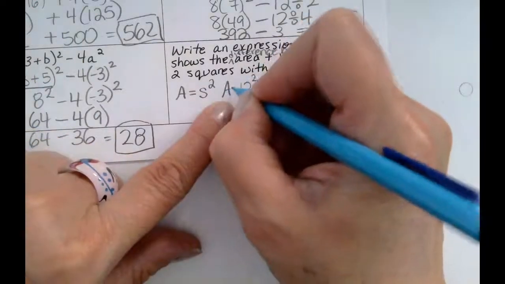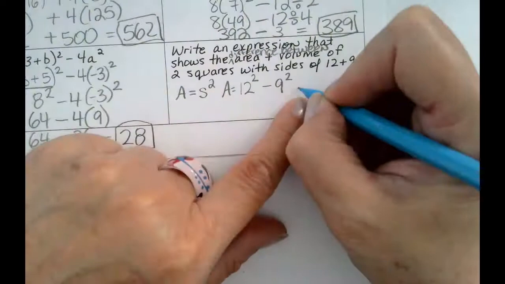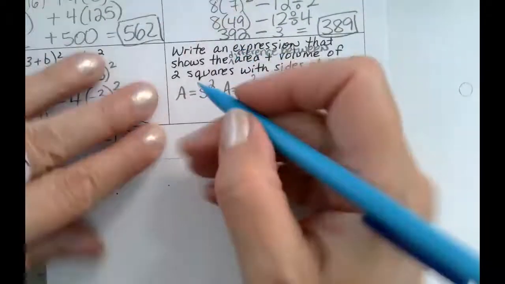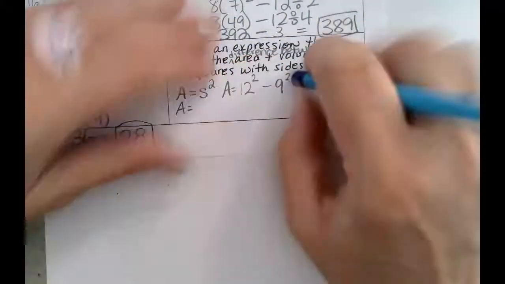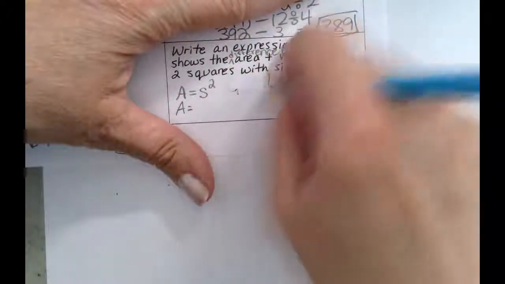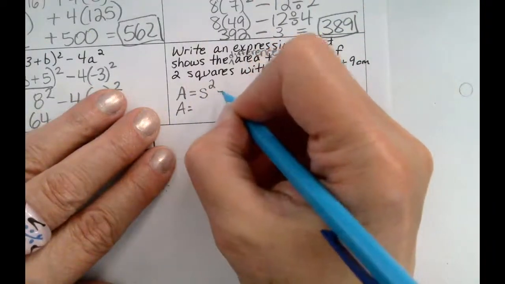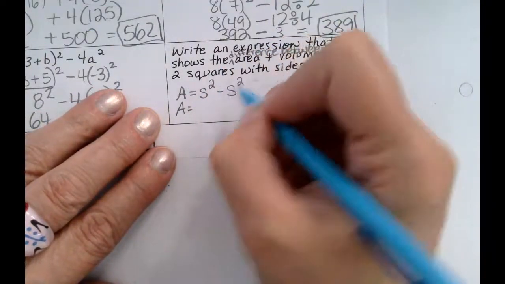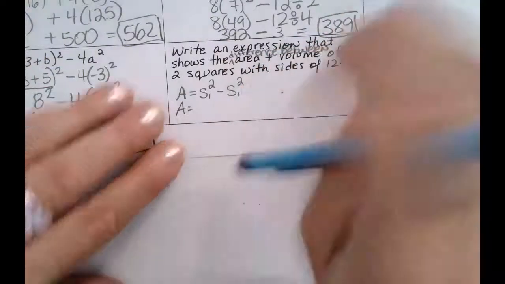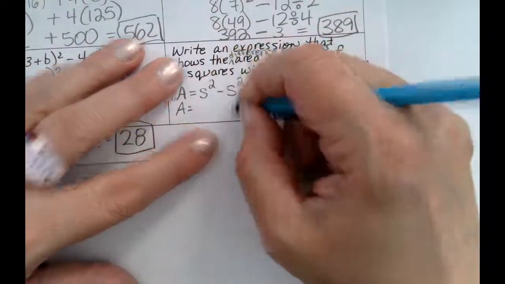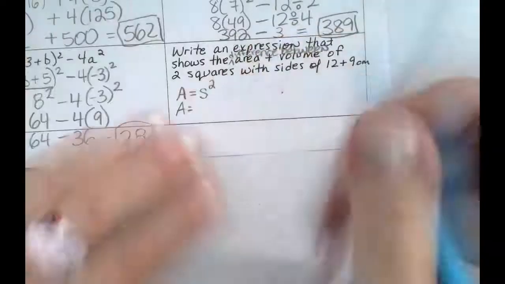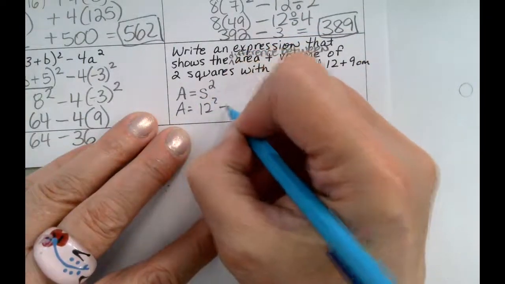No, I should go area equals. Now I'm just going, I should maybe go down. Let's go down. Right, this is the area. 12 squared minus 9 squared.